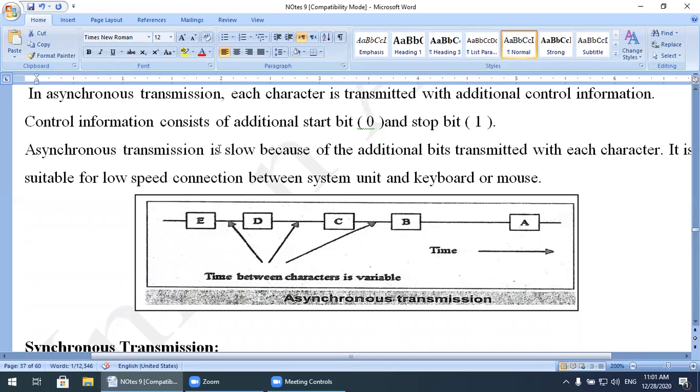Asynchronous transmission is slow. Why is it slow? Because additional bits are transmitted. Watch here, there are 5 characters, so 10 additional bits will be included. That's why this becomes slow compared to synchronous transmission. Two bits with A, two bits with B, then 4, 6, 8, and 10. So 10 additional bits will be attached to this message A, B, C, D, E.